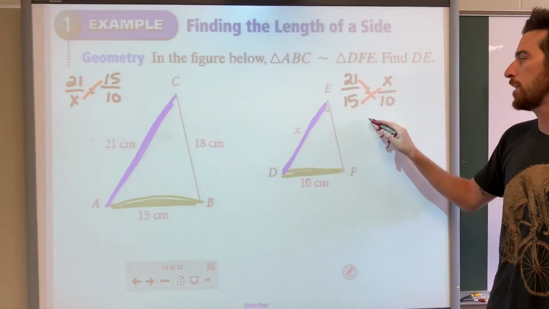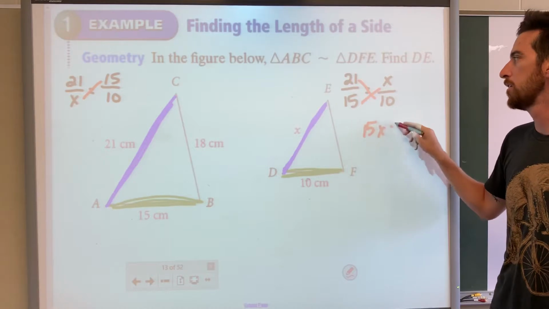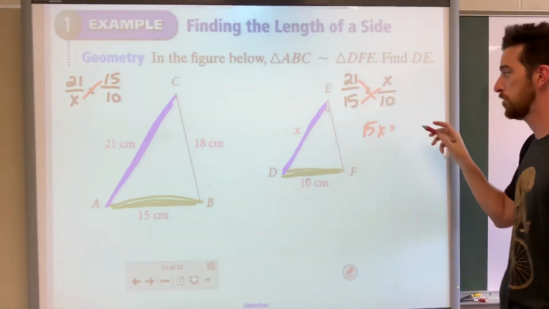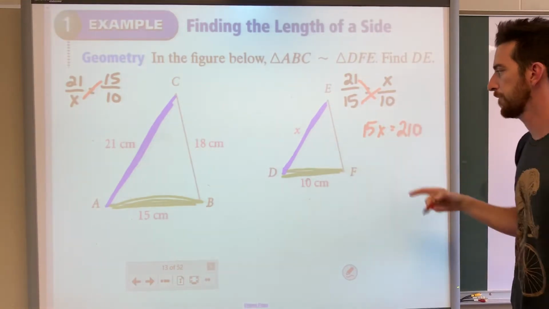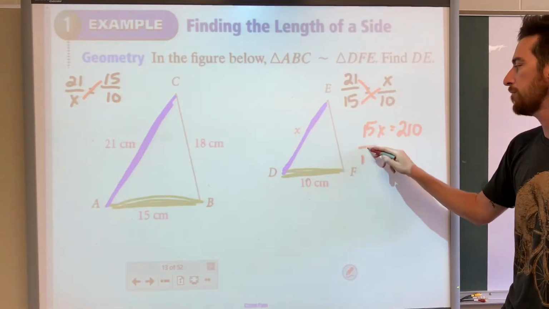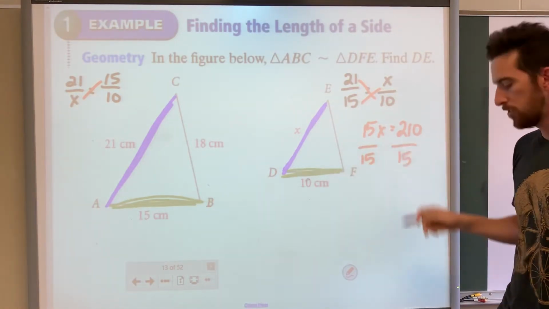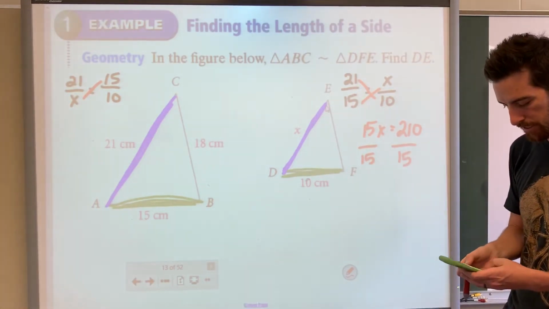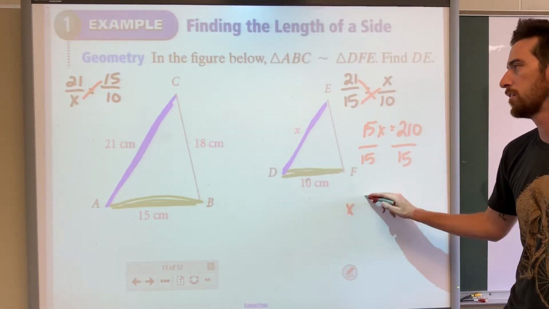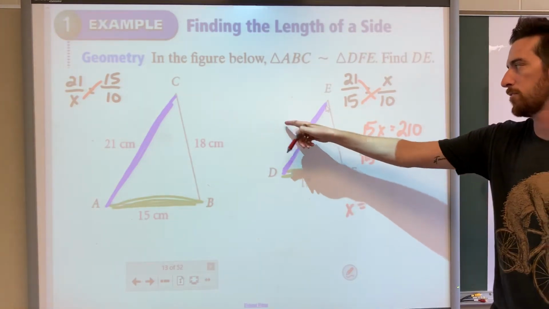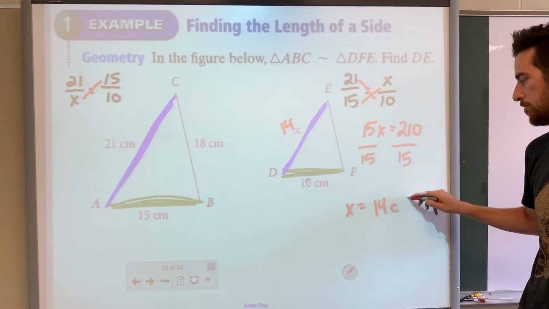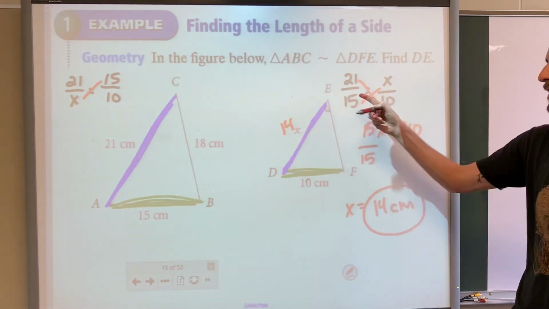So 15 times X, 15X, equals 21 times 10. Anytime you multiply by 10, you just move the decimal, so it'd be 210. How do you solve 15X equals 210? You divide both sides by that 15. 210 divided by 15 is 14. So right there would be a 14, and we're talking about centimeters. So 14 centimeters. That is the length of DE.